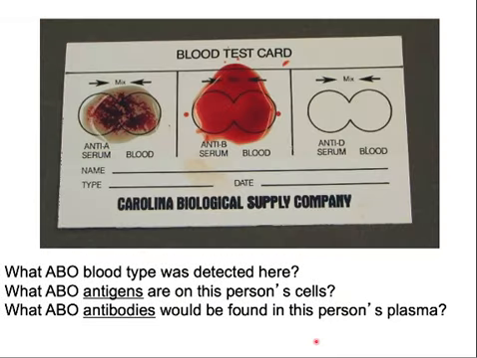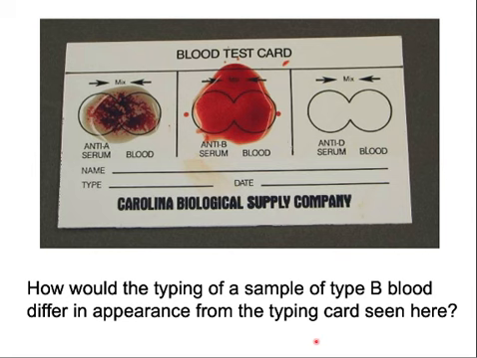And then this person would be type A, right? So they would have the A antigen and the B antibody, okay? And they would be able to donate to somebody who's A or AB, and they could accept either type A or type O, okay?